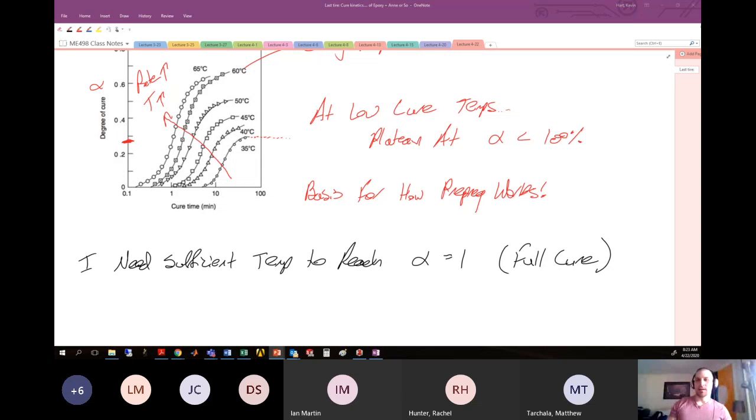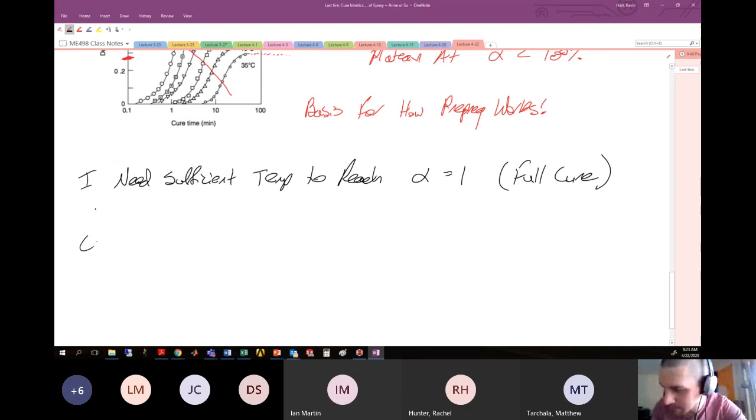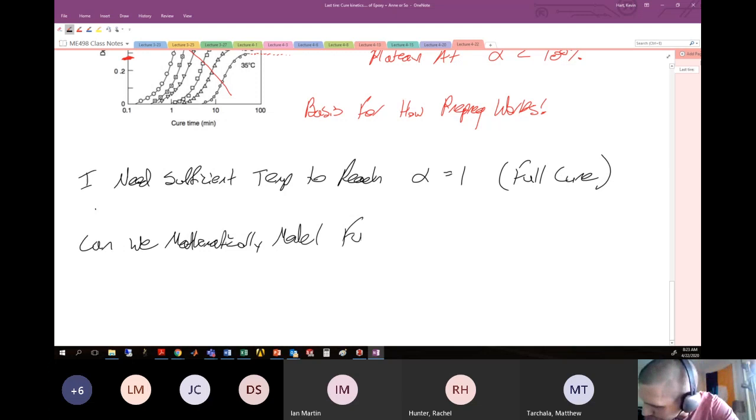Okay, so we've seen what this data actually looks like. We know what the shape of the exothermic reaction curve looks like. It would be nice if we had the ability to model this reaction. So the question then is, can we mathematically model the function alpha, which is the degree of cure? Can we come up with some model that tells us, if I provide this temperature, what is my degree of cure alpha as a function of time? Well, yes, we can do this, and people have done this in the past.